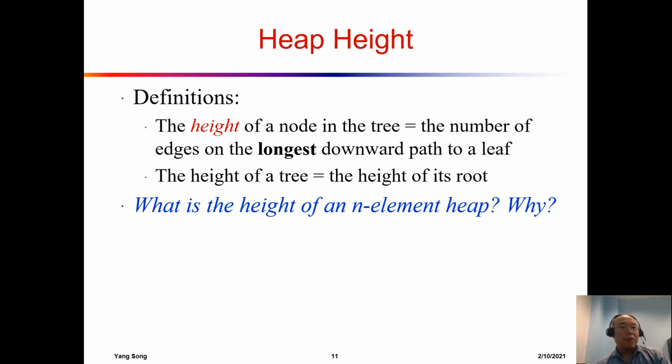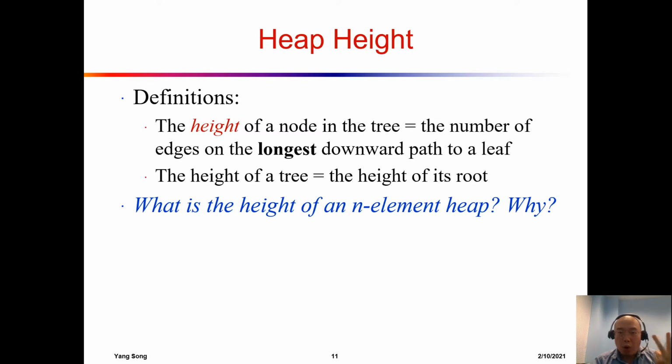Okay, let's move on. If n equals 4, 5, 6, 7, what is the height of this heap? If we have 4, 5, 6, or 7 nodes, this means we have one level, the second level, and then the third level. So we have 3 levels, but remember we are counting the number of edges for the longest path. So 2 edges, and the height will be 2. Okay, so do you see any pattern? If we have an n-element heap, the height will be log n rounded down. Okay, do you see that?